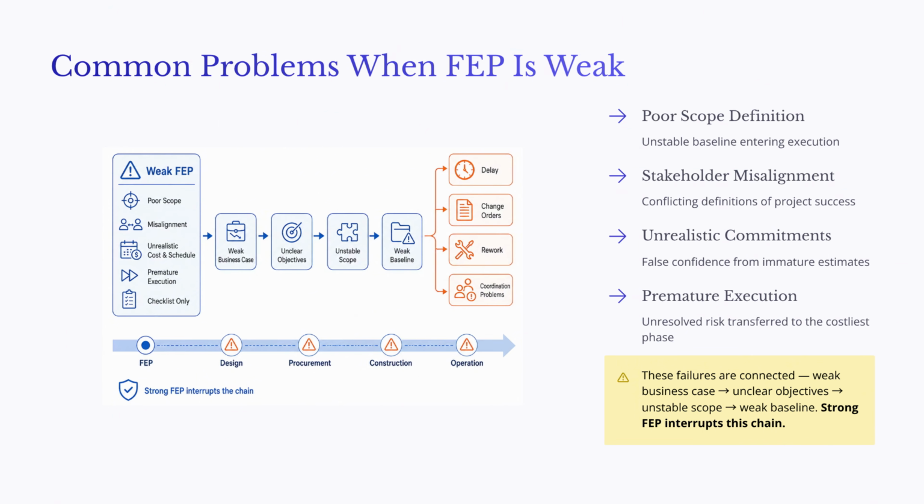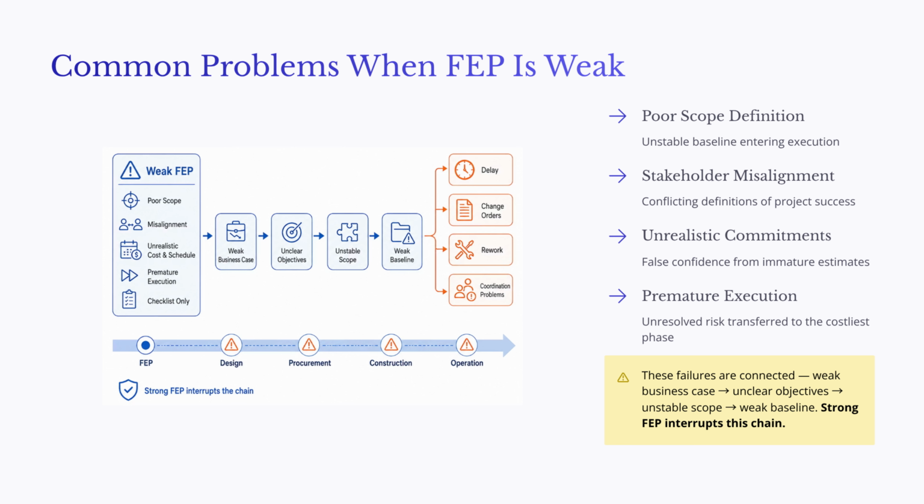A third problem is unrealistic cost and schedule commitments. Early estimates and schedules can create false confidence when they are treated as fixed commitments before scope, site conditions, procurement needs, and risks are mature. A fourth problem is premature execution. Starting design, procurement, or construction too early may create visible progress, but it often transfers unresolved risk into the most expensive phase of the project.